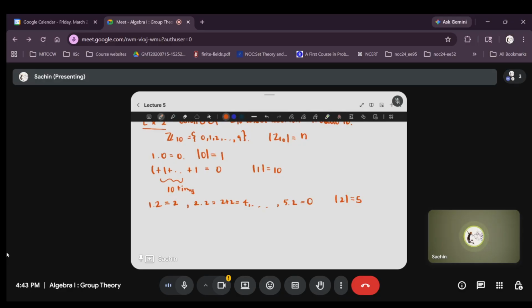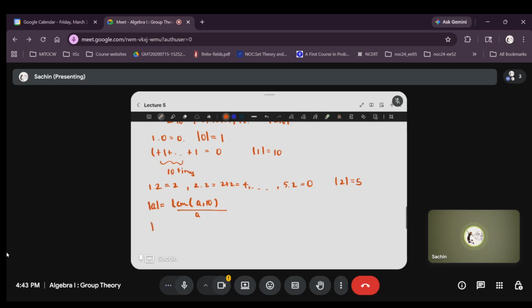So to find the order of a number in Z10, find the LCM of that number with 10 and then divide it by that number. So the order of a is LCM of a comma 10 divided by a. So LCM of 2 and 10 is 10. 10 divided by 2 is 5. LCM of 3 and 10 is 30. 30 divided by 3 is 10. So the order of 3 is 10.